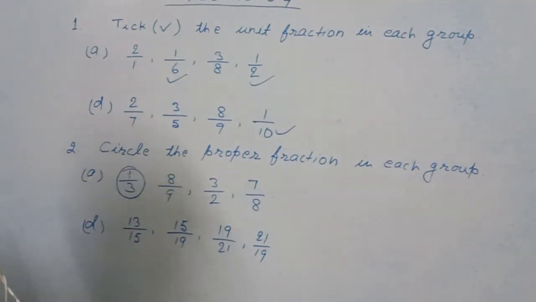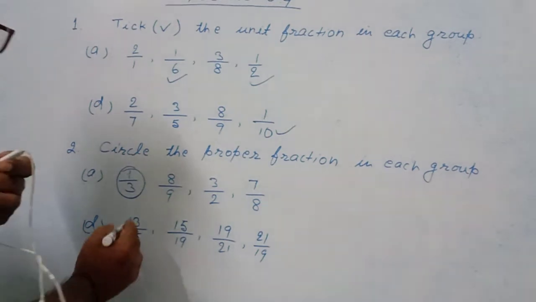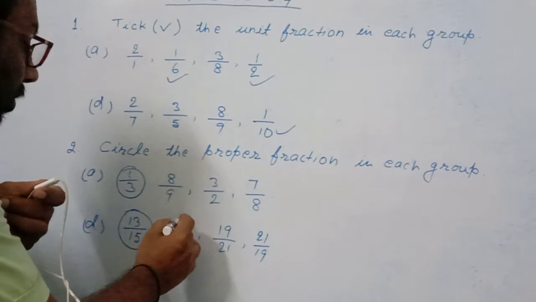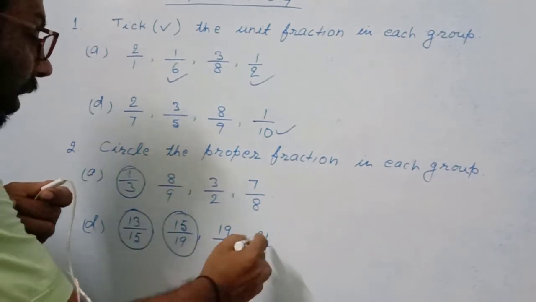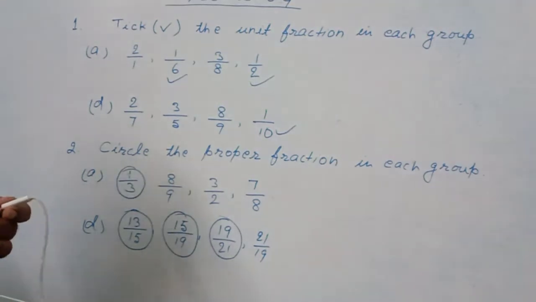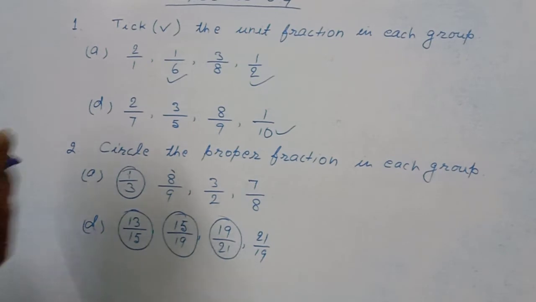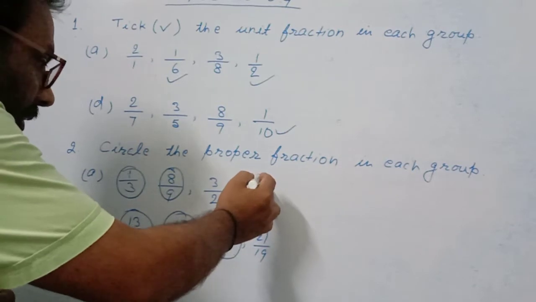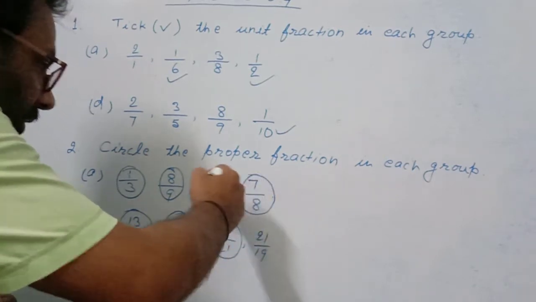In question number D, this is a proper fraction, this is also a proper fraction, and this is also a proper fraction. Two more are there proper fractions in question number 2A: 8 by 9 and 7 by 8.